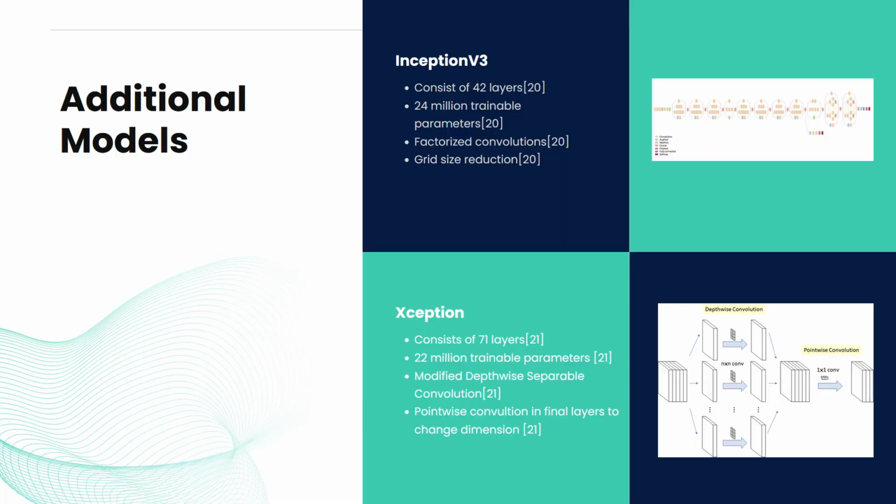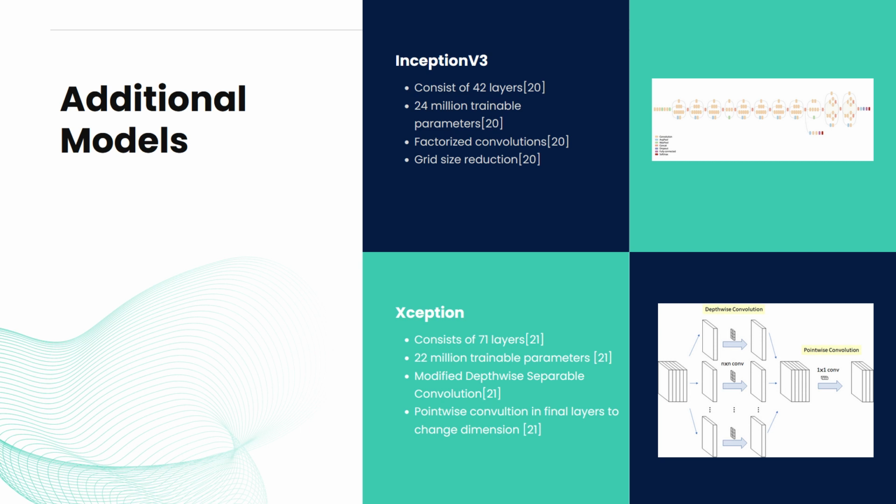So the additional models that were added, that is Inception V3 and Xception, I'll just quickly glance over them here. Inception V3 consists of 42 layers and 24 million trainable parameters, and it has two interesting aspects to it. The first is factorized convolutions, where to make the convolutions more efficient and quicker, the larger convolutions are broken up into smaller convolutions. Another one is grid size reduction. Usually max pooling or average pooling is used to reduce the grid size, but this network efficiently reduces the grid size using network filters.